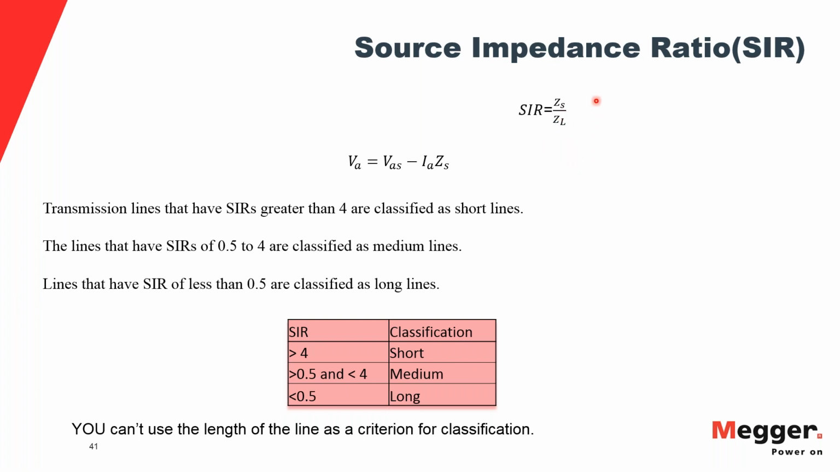Okay? However, it doesn't matter how long or short the line is in terms of kilometers or miles. You cannot use the length of the line as the criterion for classification. You have to calculate the SIR using one of the many available methods for calculating the SIR, and then make the decision, because a line that may be short in terms of miles could be long in terms of impedance, and the other way around. Okay? So keep that in mind.